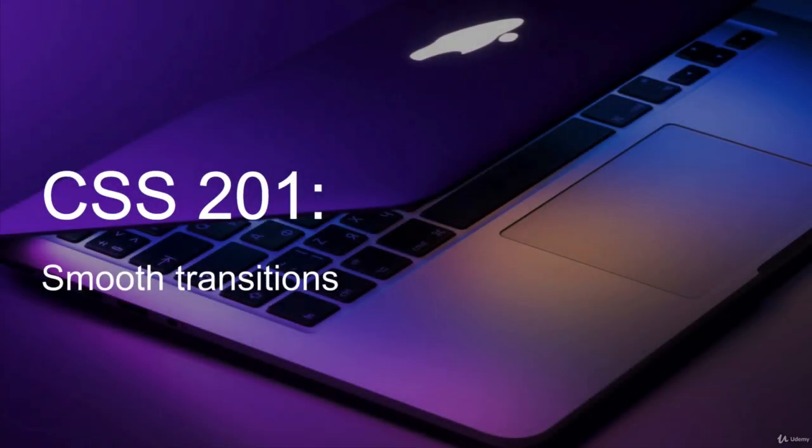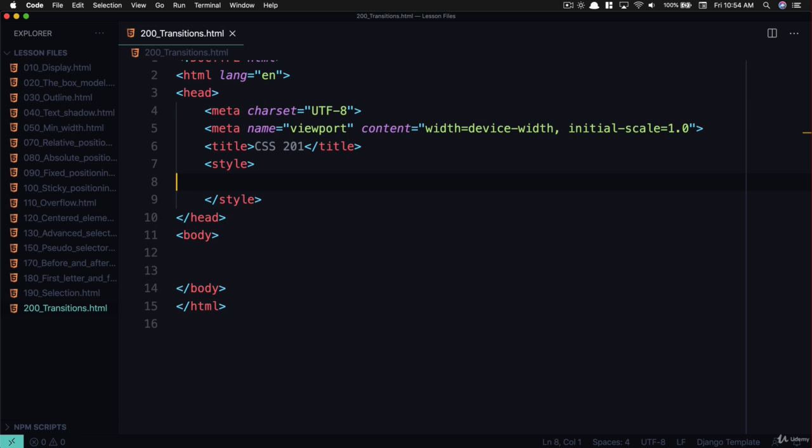Let's take a look at transitions. Transitions let us smoothly make adjustments. So like, when you hover over an element and you move it up like 10 pixels, well, currently it looks a little janky. It's very abrupt. And instead with a transition, we can make it be smooth.